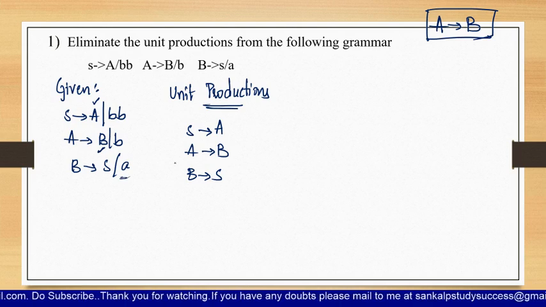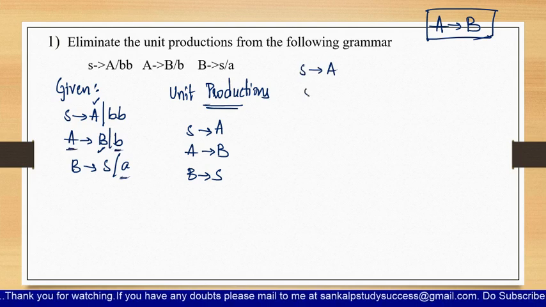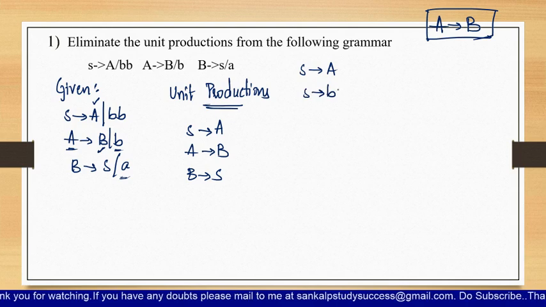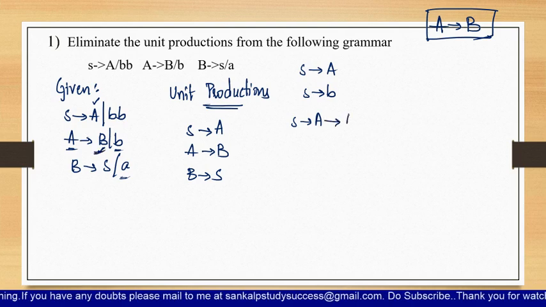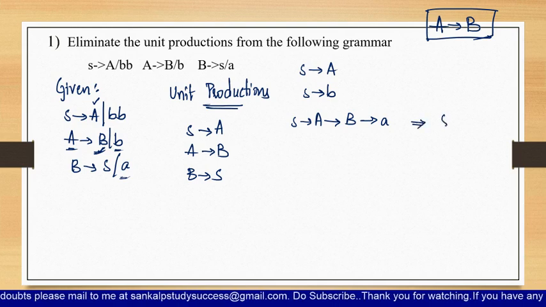And also if you take S tends to capital A, let us consider S tends to capital A. In the place of capital A, if you substitute small b, then you will get S tends to small b, right? Then in the place of this capital A, if you substitute this B, and in the place of this B if you substitute small a, then we are going to get S tends to small a, correct? This is the first step.